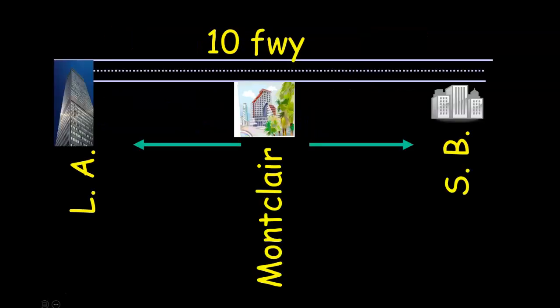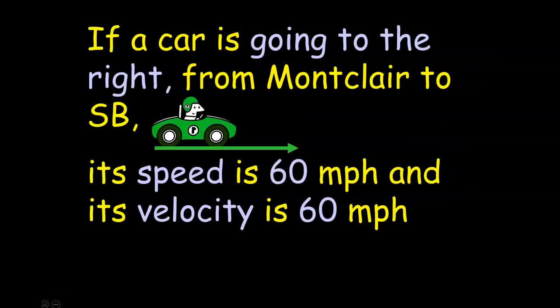Here's an example where Montclair is in the middle, and we have LA to the west of us and San Bernardino to the east of us. Based on the car you see here, a car is going to the right from Montclair to San Bernardino. Its speed is 60 miles per hour, and so its velocity would also be 60 miles per hour. It's positive because it is going to the right, from Montclair towards San Bernardino.